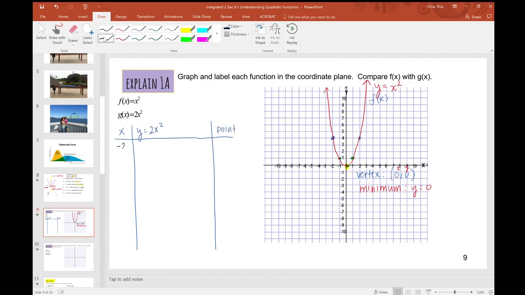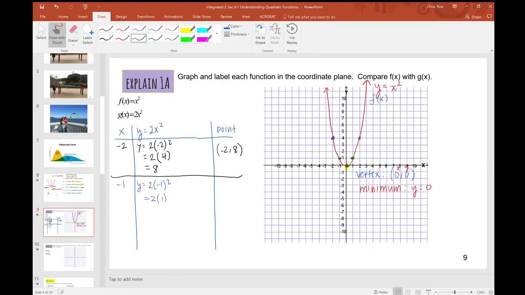Let's start off with -2. When x equals -2, y will equal 2 times -2 squared. So that's 2 times -2 squared is +4, and 2 times 4 is 8. Therefore, our first point is at -2, 8. When x equals -1, y will equal 2 times -1 squared. -1 squared is 1. 2 times 1 is 2.